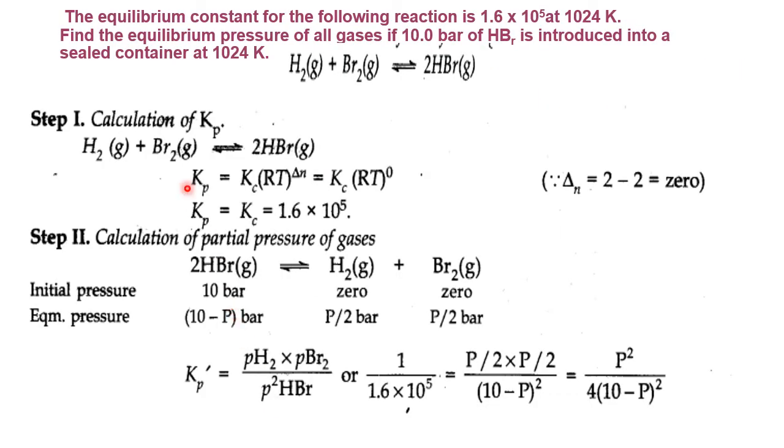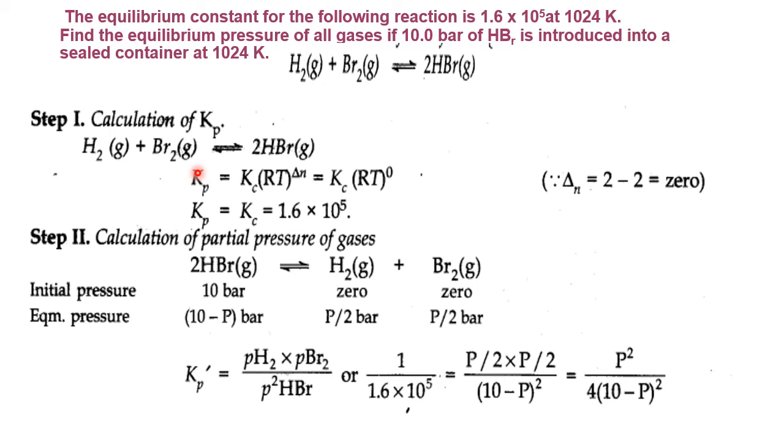Now, the equilibrium constant for the following reaction is 1.6 into 10 to the power 5 at 1024 Kelvin. Find the equilibrium pressure of all the gases if 10 bar of HBr is introduced into a sealed container at 1024 Kelvin. This is the reaction. First, we will calculate the Kp, because Kc is given here.